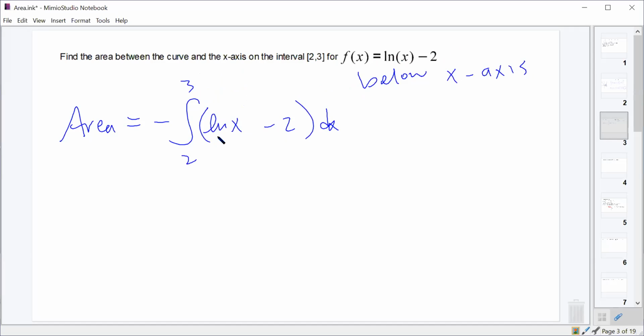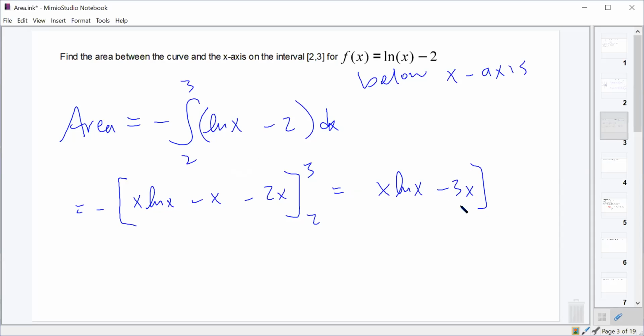Everybody good there? And hopefully you remember the integral of ln x is x ln x minus x, and then minus another 2x, evaluated from 2 to 3, which gives us, if we want to simplify that down, x ln x minus 3x from 2 to 3, which will be the opposite of what? 3 ln 3 minus 9 minus 2 ln 2 minus 6.